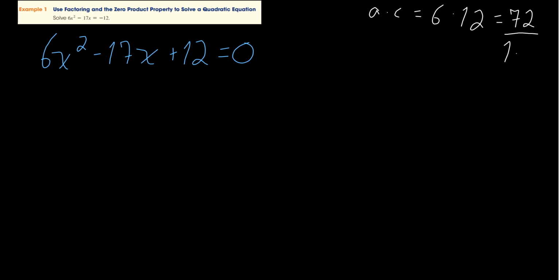Well, 1 times 72, 2 times 36, 3 goes into 72 because it goes in 24 times. 4 does. 4 goes into it 18 times. You can see how this gets a little tedious, but that's another reason why I go in order: 1, 2, 3, 4, and so on.